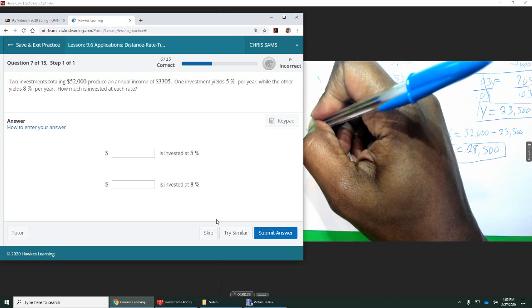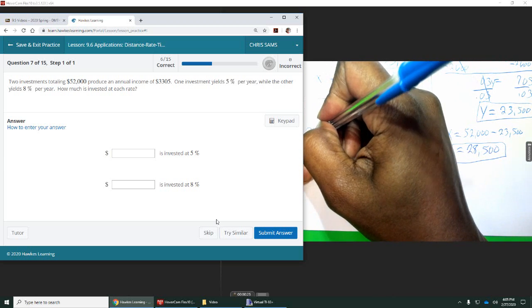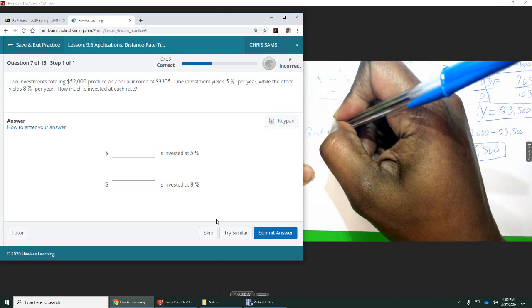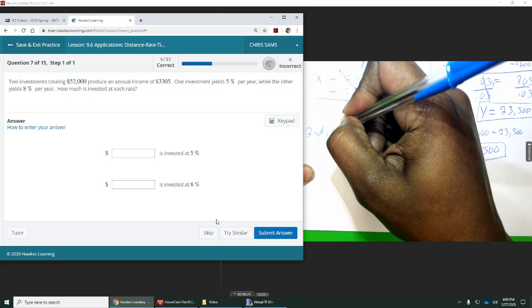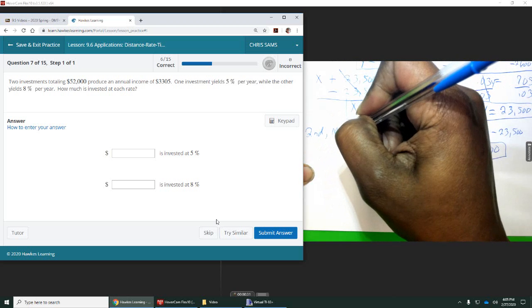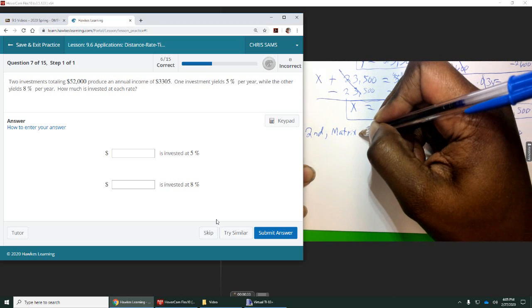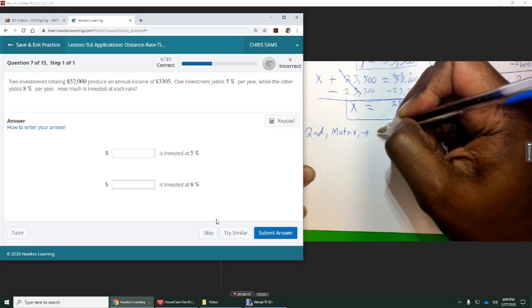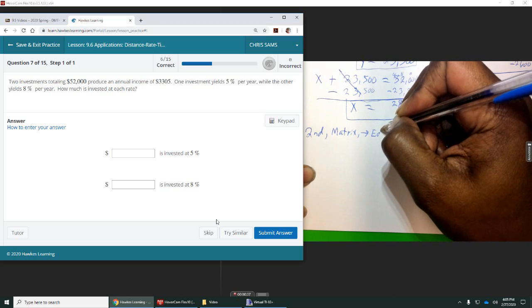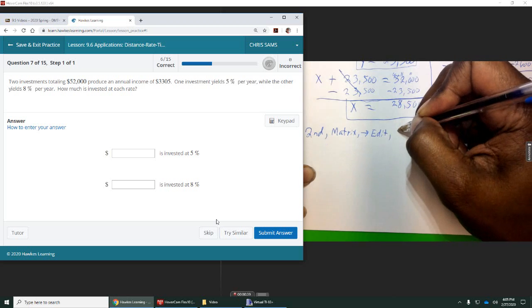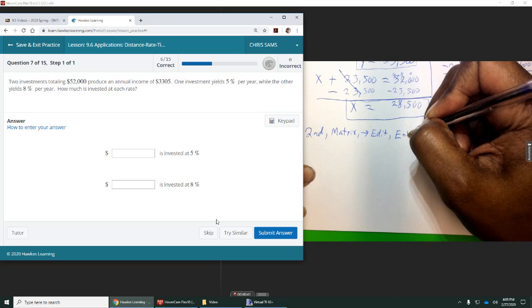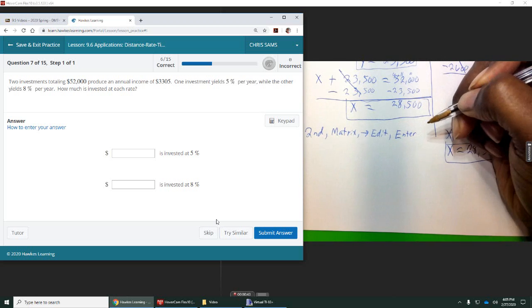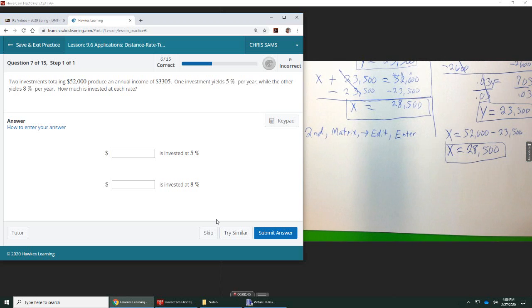So we're going to do first, second. We'll hit the second button on that calculator, and then hit the matrix button. And then we're going to arrow over to edit. And then we're going to hit enter. Okay. Once you hit enter, it's wanting you to edit the matrix.